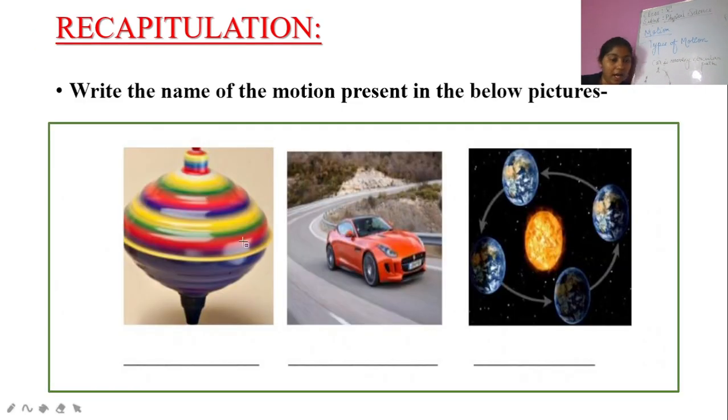So at last, you can see the spinning top. The spinning top is moving in a circular motion, right? This car is on a circular road. Here you can see it is moving straight, so it is rectilinear. Okay, and here you can see the earth is rotating around the sun, so it is a circular motion. But we can say that it is also periodic, because at a certain period of time it repeats, so it is circular as well as periodic.